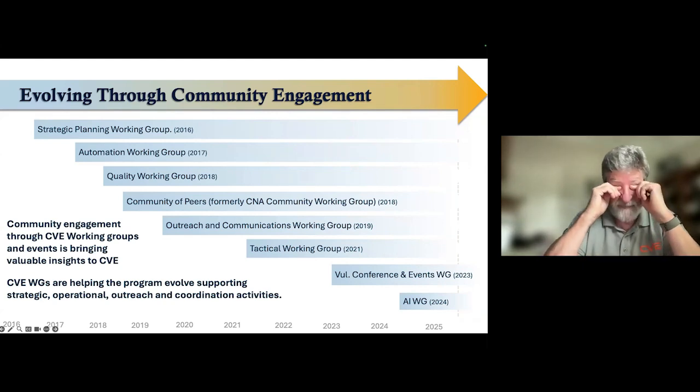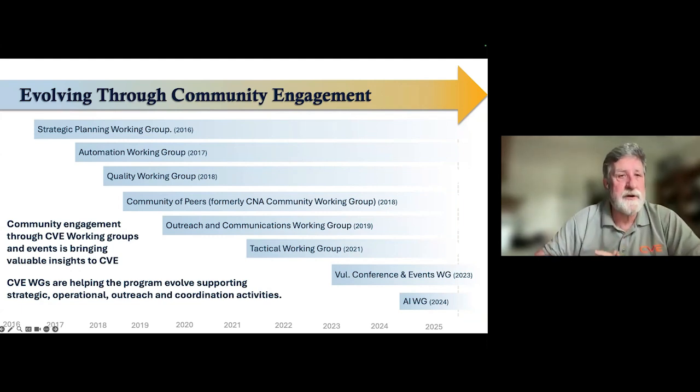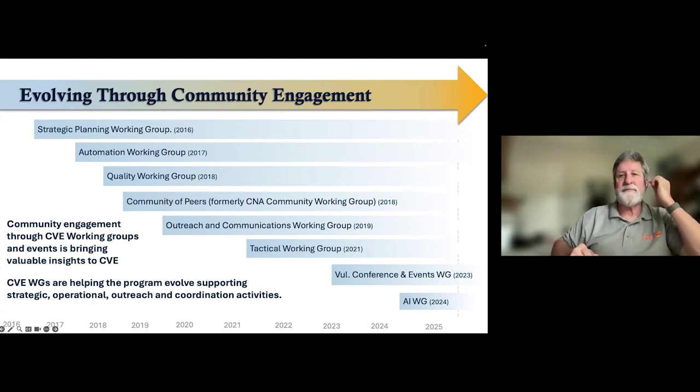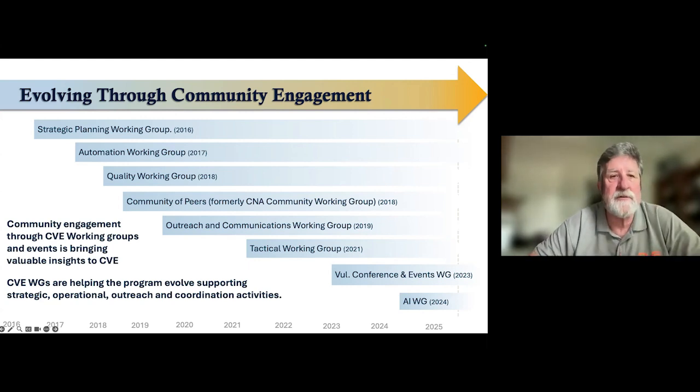Part of our ability to evolve, and one of the things that is important to note, is the program has been evolving from day one. And we'll go through a couple of those, but the reality is that evolution has come because of the voices that have participated in the working group. The working groups have been formed through the period from 2016 until this year. We actually formed the AI working group. But these working groups are very, very beneficial. And if you're a CNA, you can participate in any of the working groups.